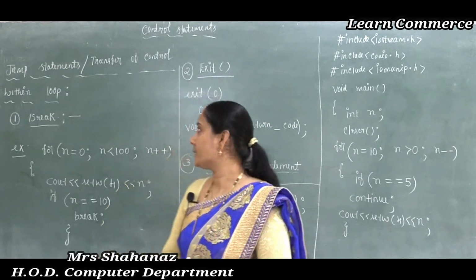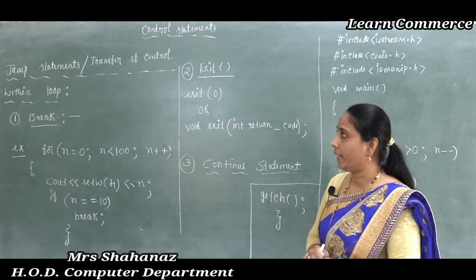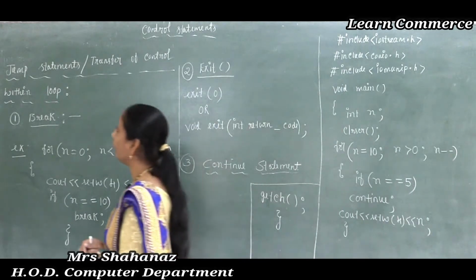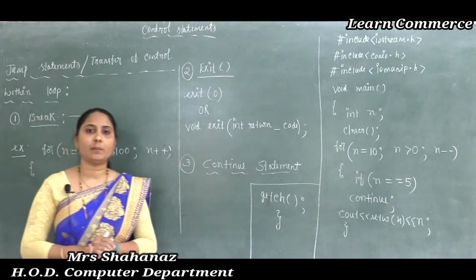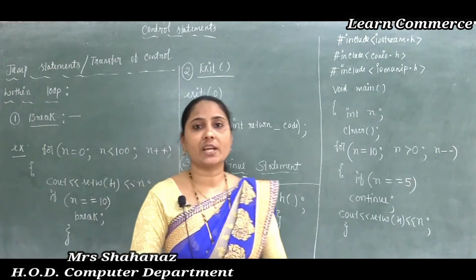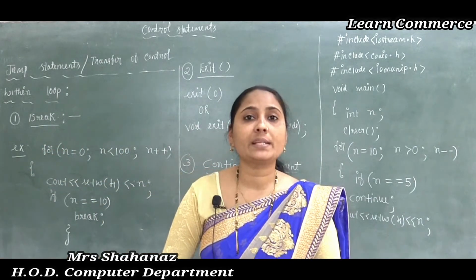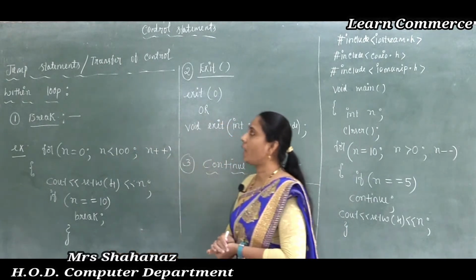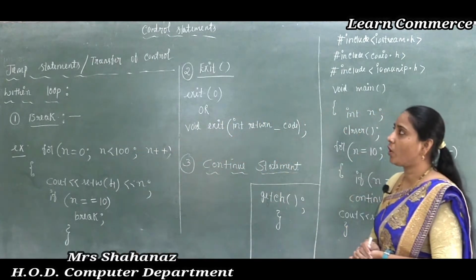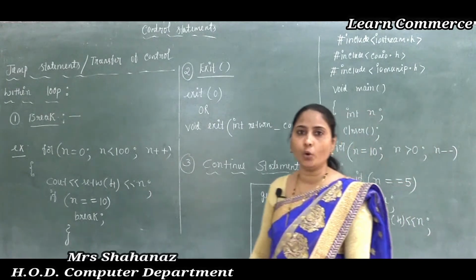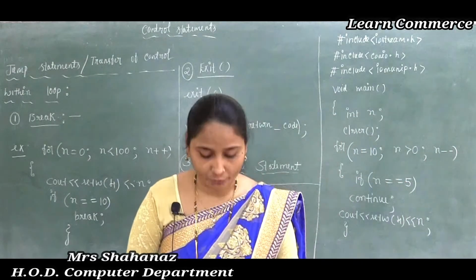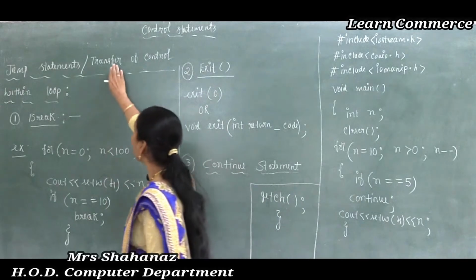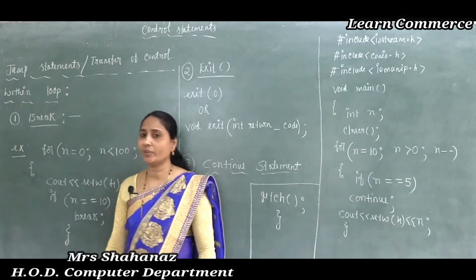In today's class we are going to complete the next concept of the control statement. The concept name is called the jump statement. The jump statement is also called the transfer of control within a loop. So this is the concept we are going to complete today.